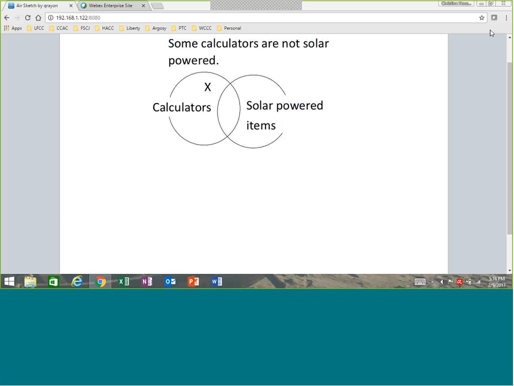And here's an example. Some calculators are not solar powered. So you have solar powered items, you have calculators. There may or may not be some solar powered calculators out there, but all the sentence is saying is that there's at least one calculator that is not solar powered.